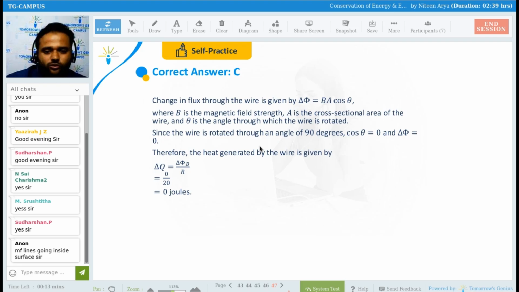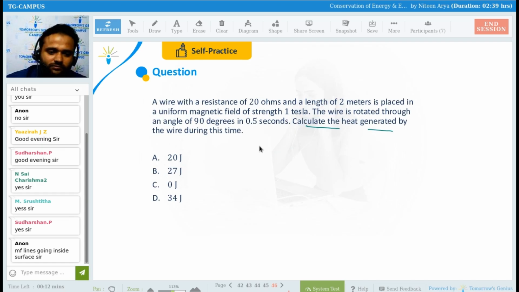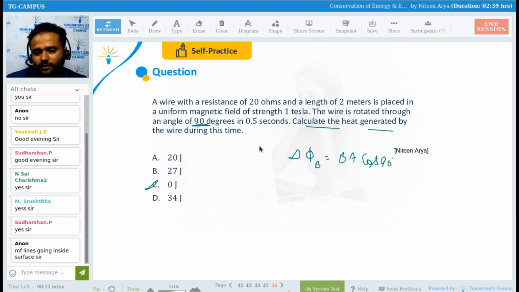The change in flux through the wire is del phi equals B A cos theta. So first of all find this, then the heat energy generated by the wire is del phi times B into R. Because there is no change in flux, the heat energy is 0. Here the correct option is C, because the angle is 90 degrees and B A cos 90 degrees is 0. So when this is 0, everything is 0 and nothing matters after this. Is this clear, everyone? This was the last question we were doing.